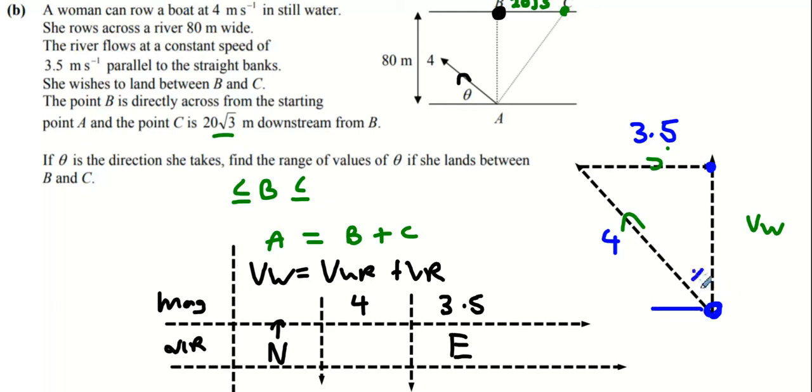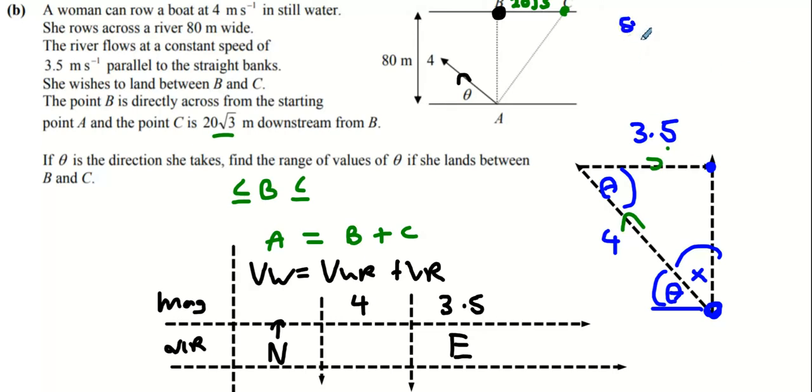Now we can get angle X. In turn, we can also get angle theta, because theta is downstream. Or you can get theta directly if you want. You can use alternate angles, and we can find theta directly this way. So we actually have theta straight away now.